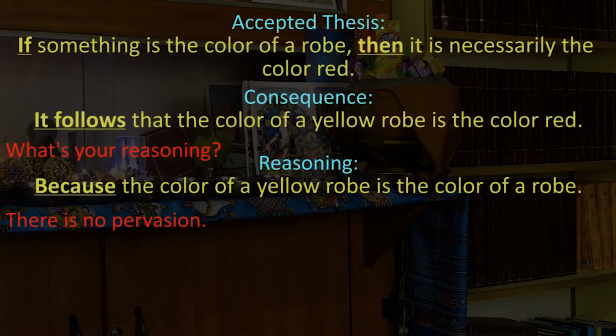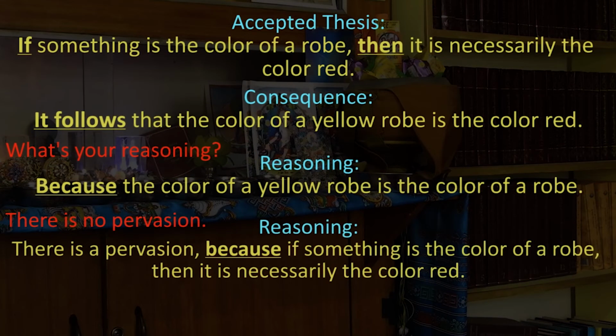So if the color of a yellow robe is or is not the color of a robe, it doesn't matter, because if something is the color of a robe, it does not have to be red. So that is what they would mean if they say there is no pervasion to your rationale, to your reasoning. Of course, in this instance, if they say there is no pervasion, then they have contradicted their original statement. And that was the whole point of the debate, and that is the reason I used that consequence to show their original statement has a flaw. And they have just contradicted it by accepting that there are other colors of robes that are not red.